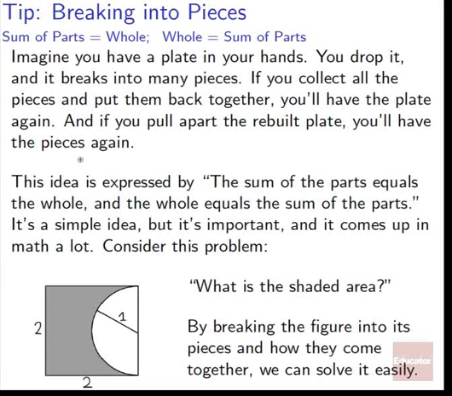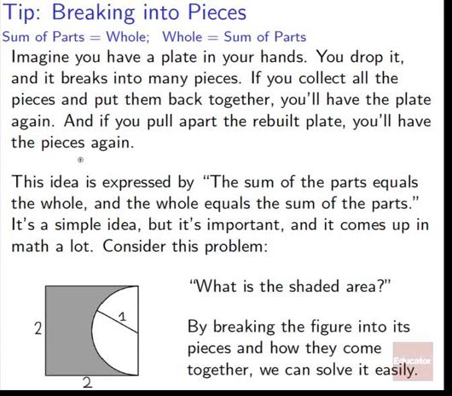Next tip, breaking things into pieces. Imagine you have a plate in your hands. You drop it and it breaks into many pieces. If you collect all the pieces and you put them back together, you'll have the plate again, right? And if you pull apart the rebuilt plate, you'll have all the pieces again. So you can take something into the pieces that make it up and you can put it back together to make the whole.